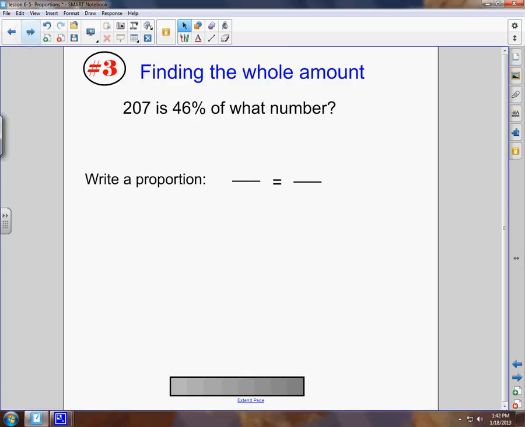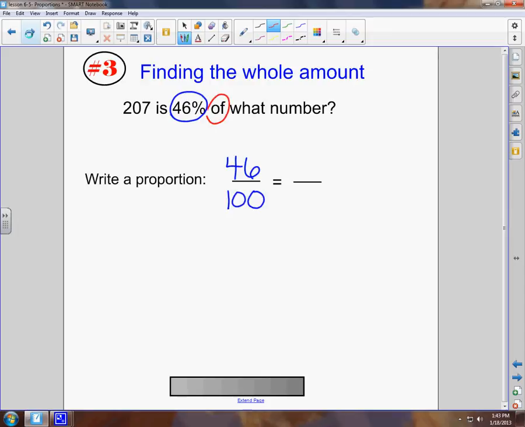All right, the third type of problem, this is the last type of problem, is finding the whole amount. 207 is 46% of what number? So I automatically put down my 100 in my proportion, and then I look up and I see, is there a percent? Yes, there is a percent. It's 46, so I'm going to put that above 100. And then I have 207 left. Now, I look for the word of, and there it is, and the one directly after it, there isn't a number. So that becomes my x. Therefore, 207 goes on the top.